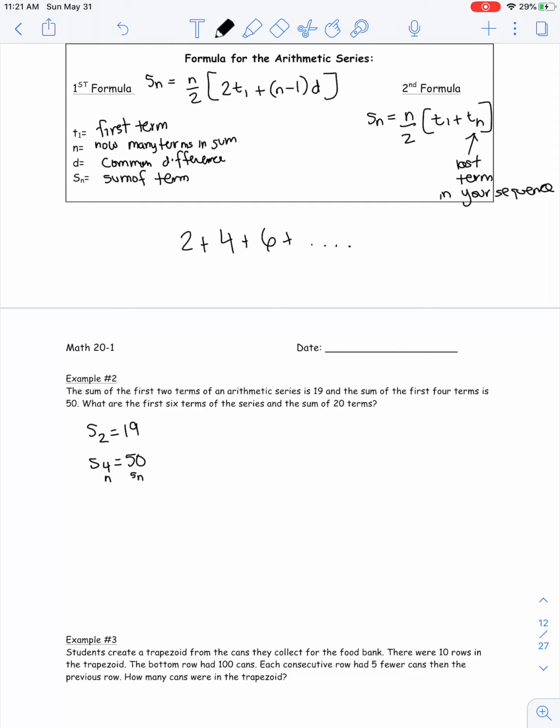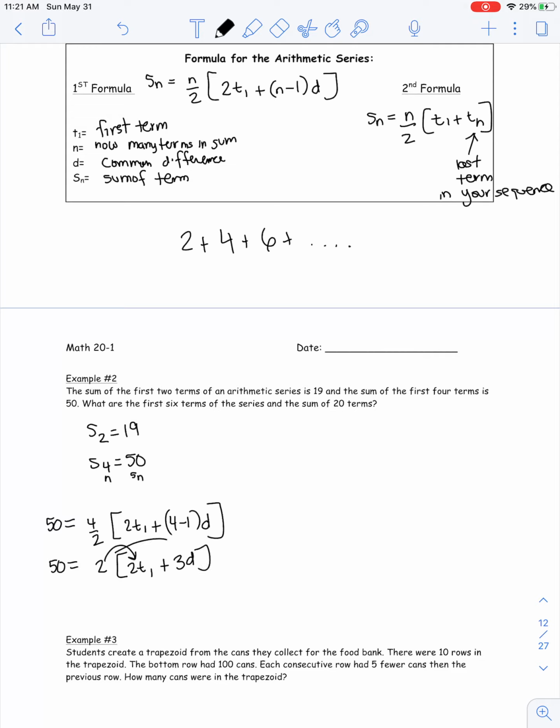So we're going to use the longer equation for this. We're going to say 50, which is Sn, is equal to 4 divided by 2. So I'm starting with the second equation for some reason. 2 times your first term plus n, which we know is 4, minus 1 times your common difference, which we don't know. So we have two unknowns here. So 50, we're just going to simplify this. 4 divided by 2 is 2.